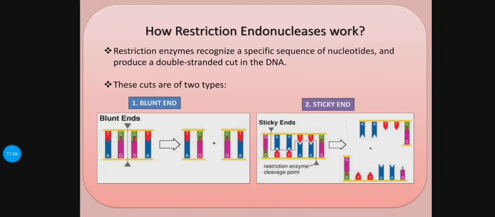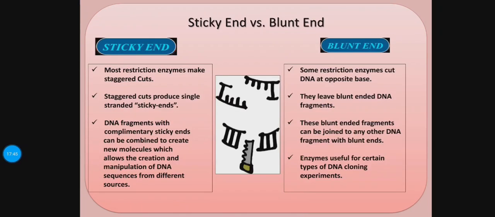The blunt end, you can see over here how the blunt end looks like. It's the straight cutting of nucleotides in the two strands by the restriction enzymes. Whereas in the sticky end, this cut is different, and one cut is at one side of one strand and the second cut is at another side of the second strand. So there is an overhanging of single stranded DNA, you can see over here. So this is referred to as the sticky end. So sticky end versus blunt end.